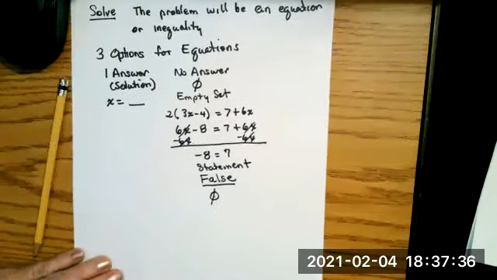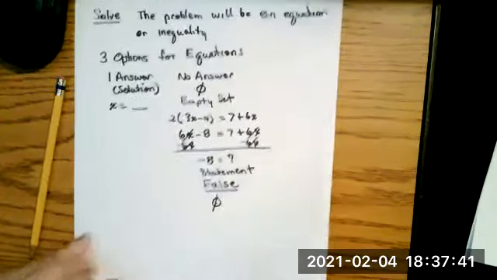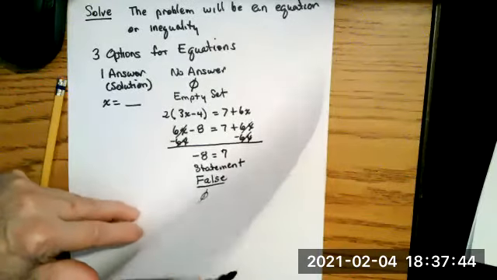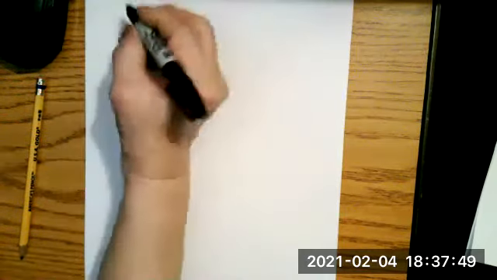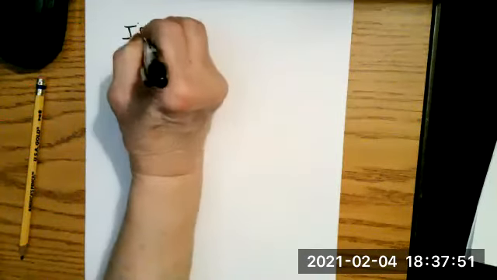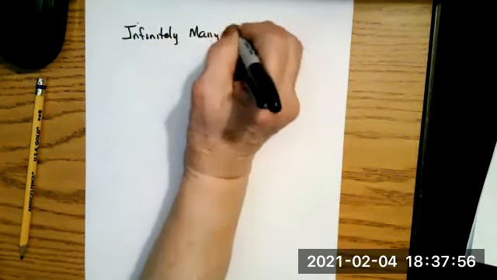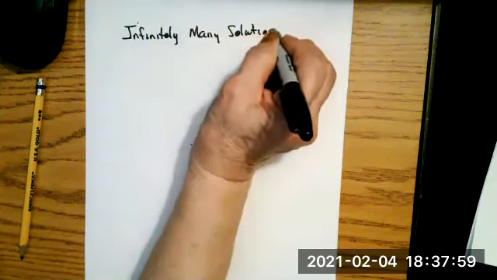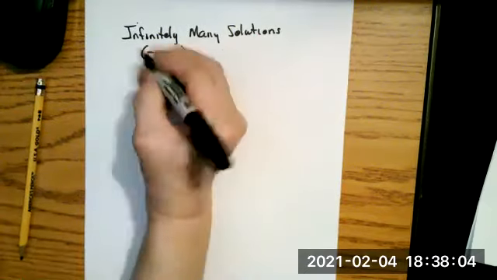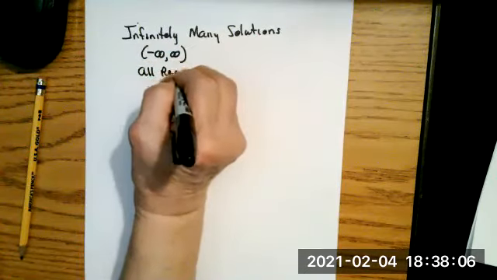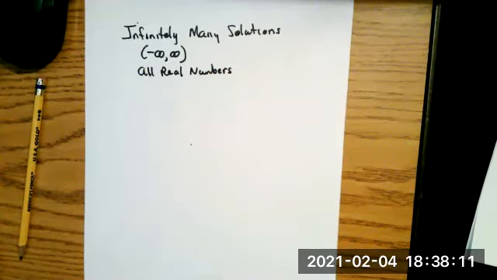The third option is that a problem can have infinitely many answers. All the numbers work. Every number you can think of works. That's called infinitely many solutions. Sometimes it'll be written negative infinity to positive infinity. Sometimes it'll be written all real numbers. It means everything that you could think of would work in that problem.